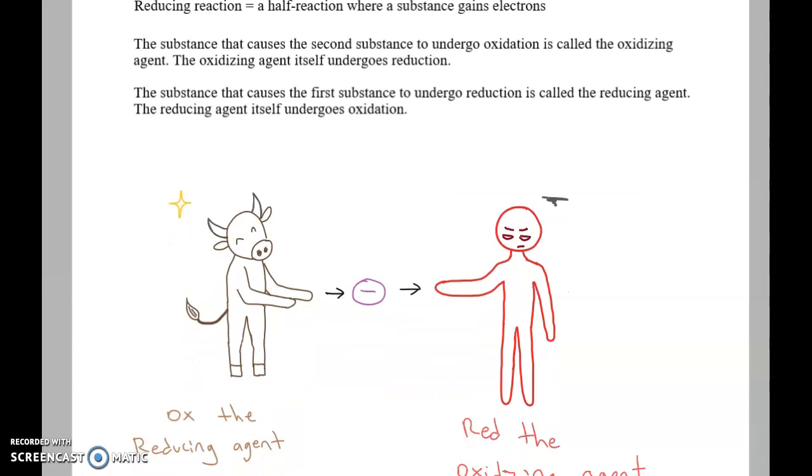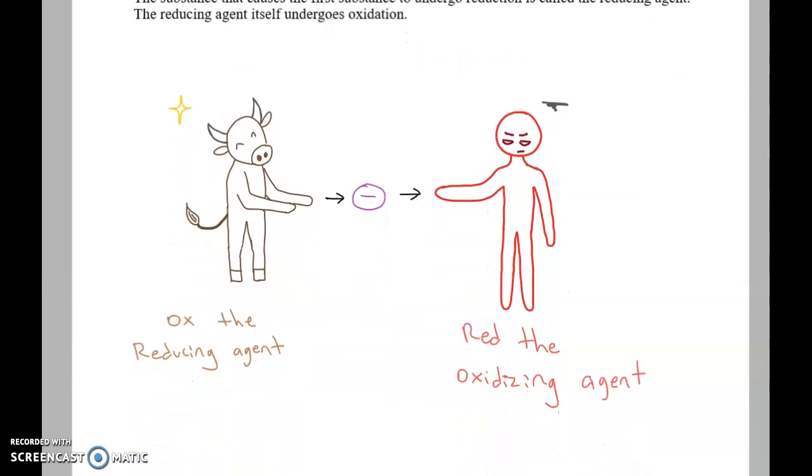To help better explain this, I drew up a small diagram, a cartoon. So you have Ox, the reducing agent, and Red, the oxidizing agent. So Ox gives away or loses an electron to Red. So Ox undergoes oxidation. And Red receives an electron or gains an electron, so Red undergoes reduction. So Ox is the reducing agent because Ox gives an electron to Red, which causes Red to undergo reduction, and vice versa.